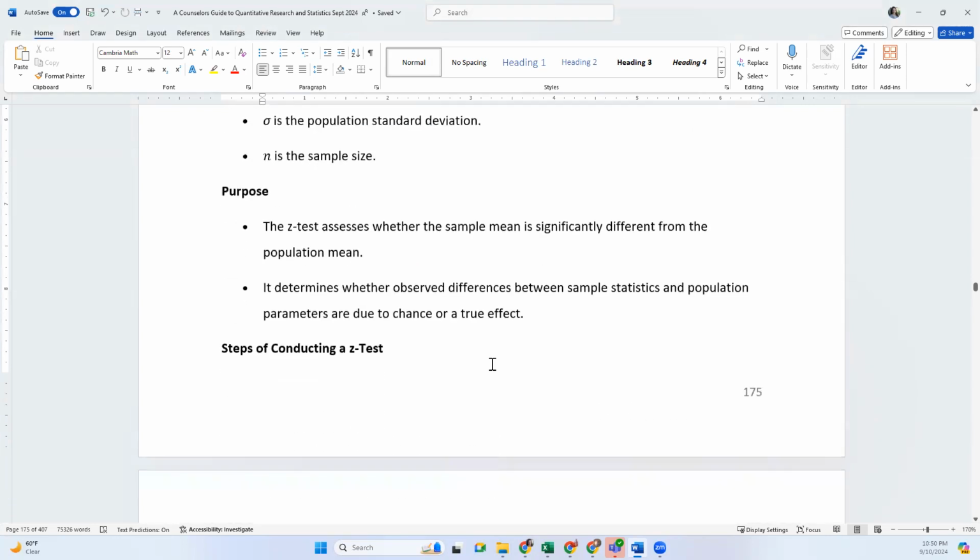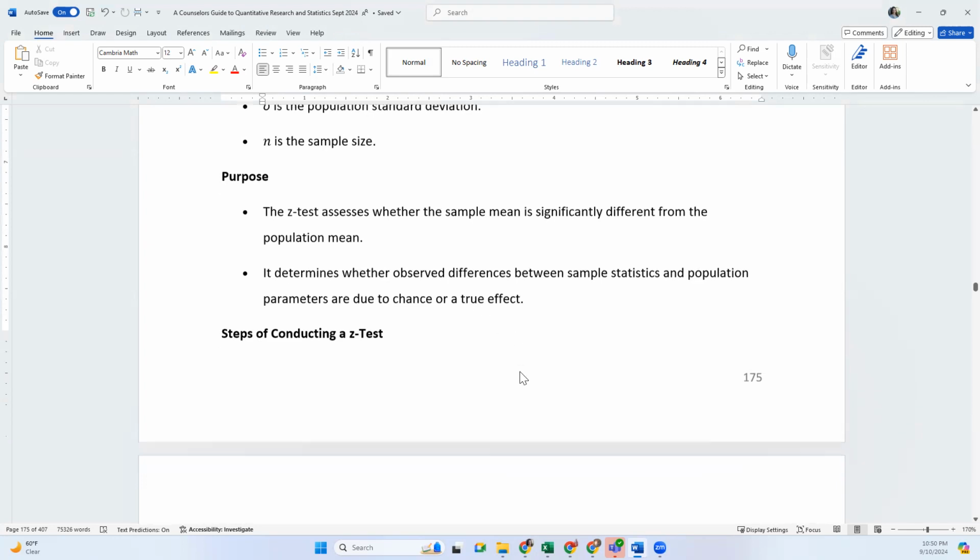So again, the purpose of a z-test is to assess whether a sample mean is significantly different from the population that we're looking at, and to see if those observed differences are due to chance or if they're actually due to what we're trying to study.